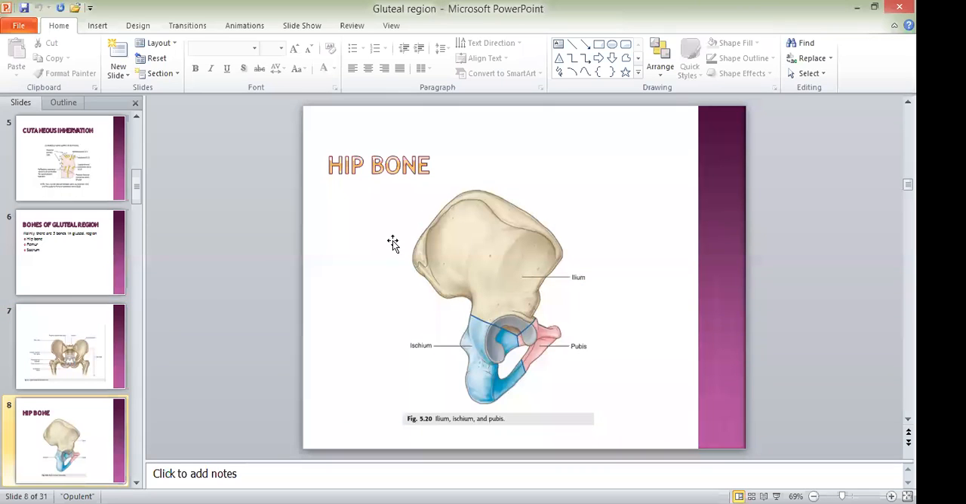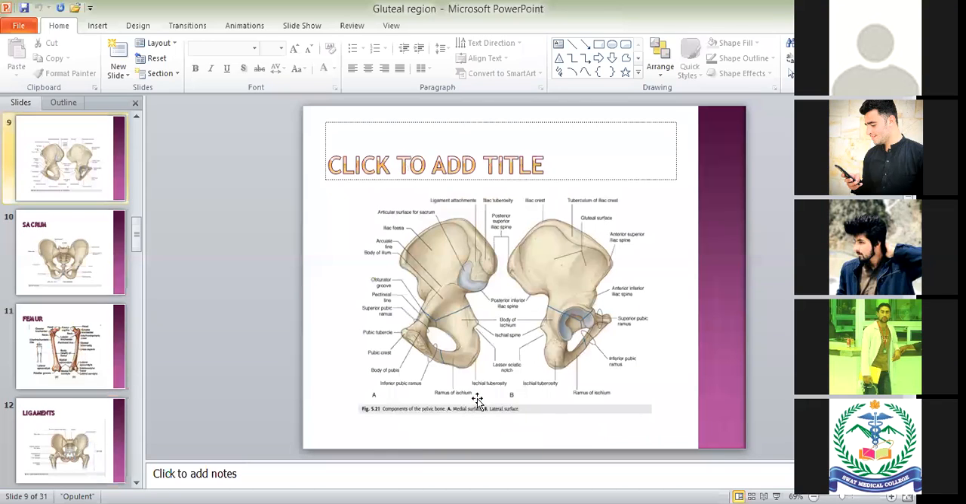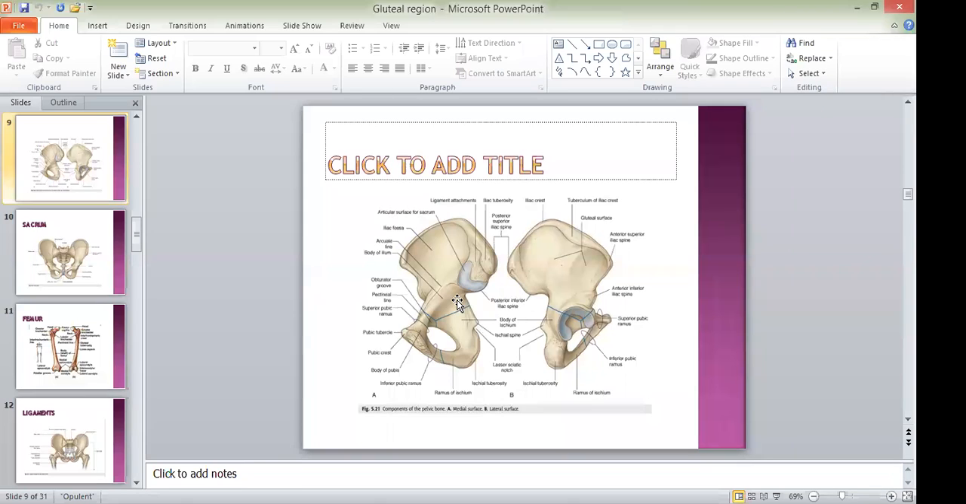Hip bone can further be classified into three major bones, that is the ilium, ischium, and pubis. These three bones articulate with each other here at acetabulum. Acetabulum is a space where head of the femur attached to form hip joint. Here the hip bone is further elaborated.